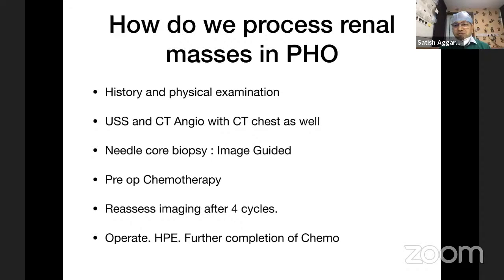Most of our Wilms tumor patients will receive preoperative chemotherapy because either they are presenting to us with a large mass or they are inoperable at the time of initial presentation, or we just think that doing a preoperative chemotherapy might make the surgery easier after 4 cycles of chemotherapy and might prevent local recurrences. And once we start chemotherapy, then we reassess imaging after 4 cycles and then operate, do the histopathology, and then depending on that, we go for further completion of chemotherapy.